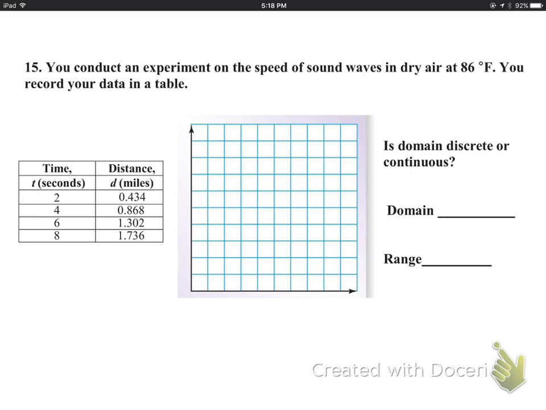You conduct an experiment on the speed of sound waves in dry air at 86 degrees Fahrenheit. You record your data in a table. They really try to throw us off here. Don't worry about that 86 degrees. That doesn't really matter at all.